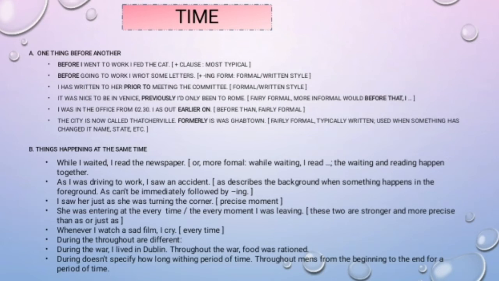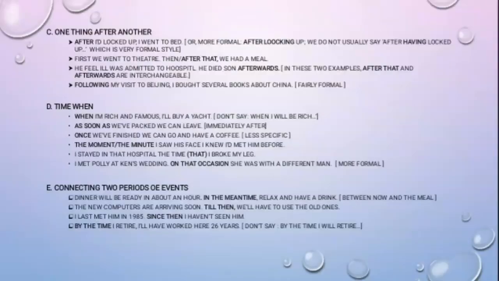Look at this formula. Or more formal, while waiting, I read blah blah blah. The waiting and the reading happen together. Jadi ini menjelaskan kedua kejadian yang hampir terjadi secara bersamaan. Di things happening at the same time ini bukan hampir bersamaan ya kejadiannya, tapi emang di waktu yang sama. Okay, next. In point C, one thing after another.